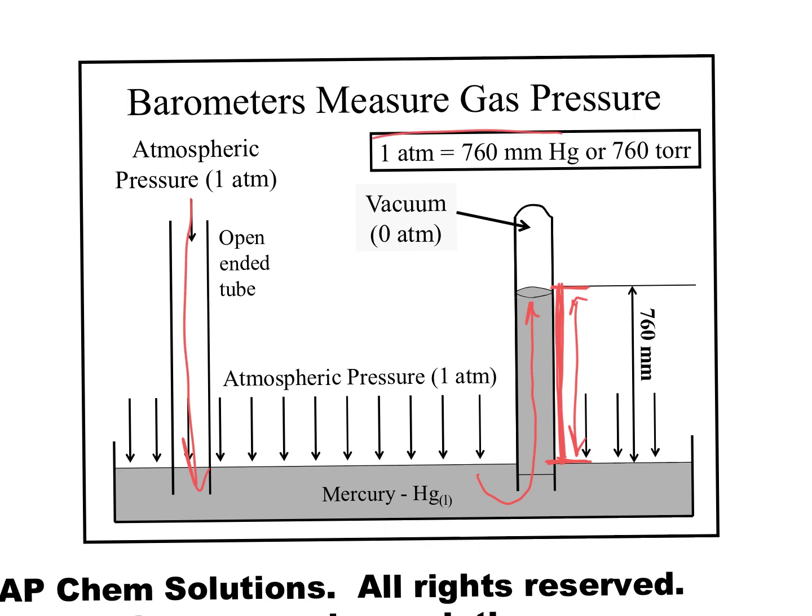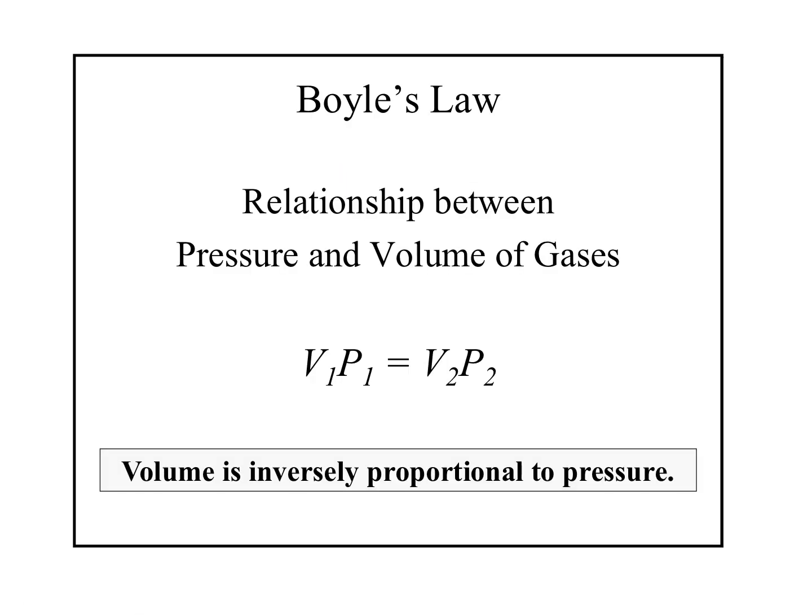Here's a conversion factor that you should already be familiar with. 1 atmosphere is equal to 760 millimeters of mercury, or 760 torr. So now we're going to get into some gas laws. We have Boyle's law first. This is our relationship between pressure and volume of gases.